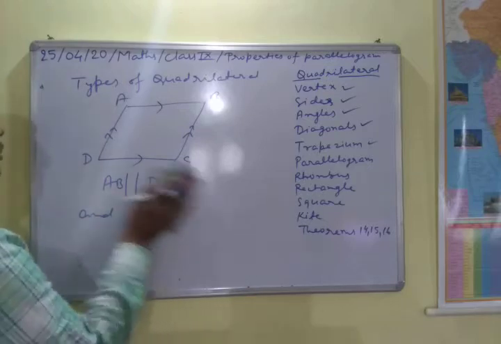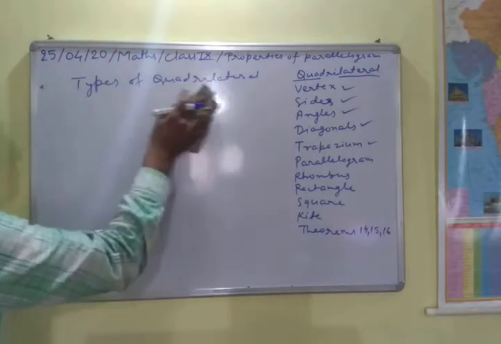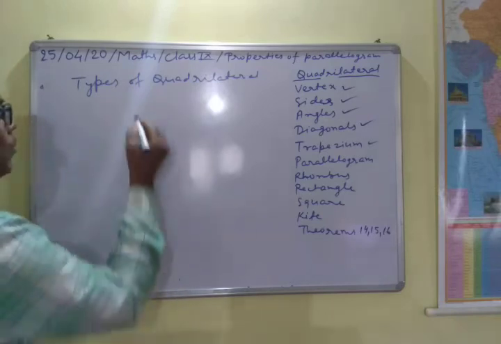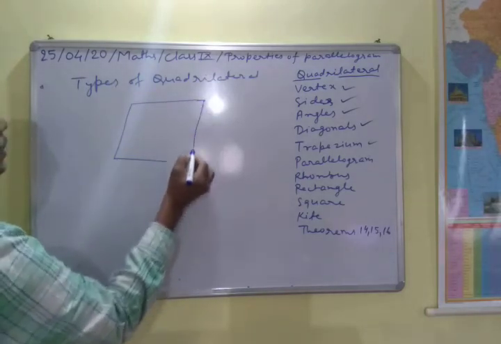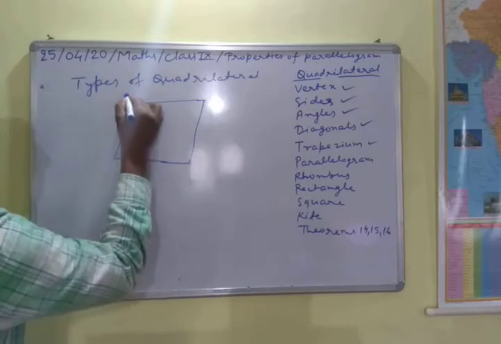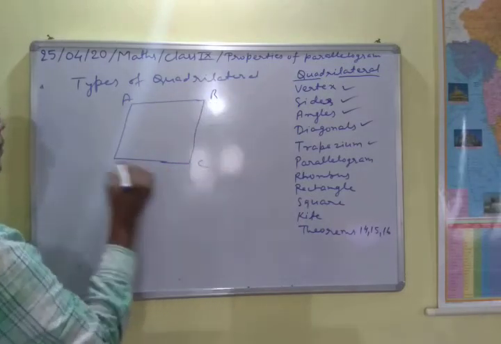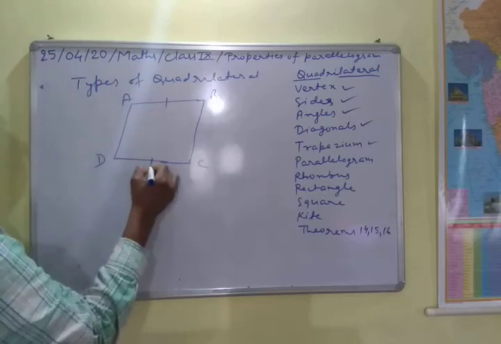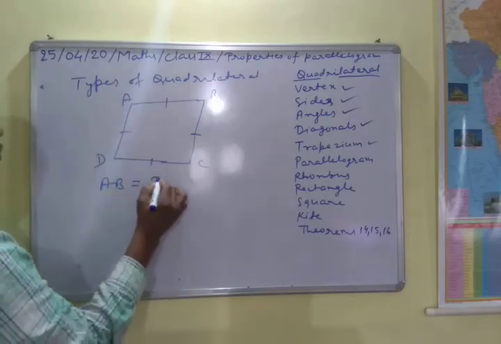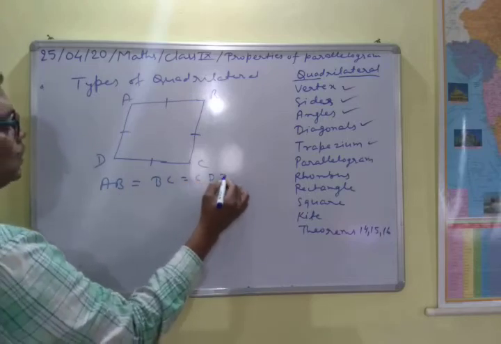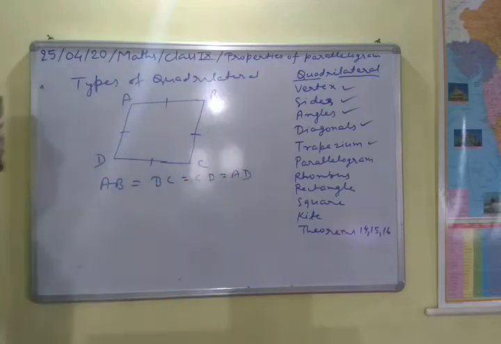The next is rhombus. In a rhombus, all the sides are equal. When all the sides of a quadrilateral are equal, then it is called a rhombus. So here this is equal to this and this, all are equal. So here all the sides are equal. AB equal to BC equal to CD equal to AD. So when all the sides are equal, then this quadrilateral is called a rhombus.